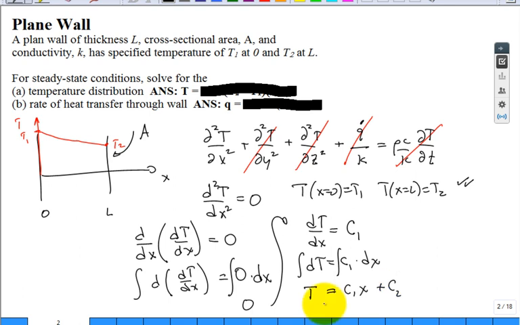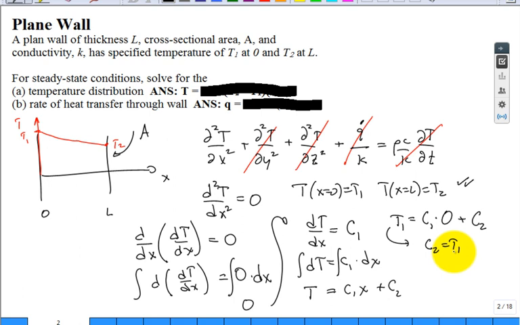So how do we determine those constants? Well, you use your boundary condition. So you have that T1 at x equal to 0 is equal to C1 times 0 plus C2. You know what? I can now find out what C2 is. I conclude that C2 is equal to T1. True or false? True. Yeah, you're right.